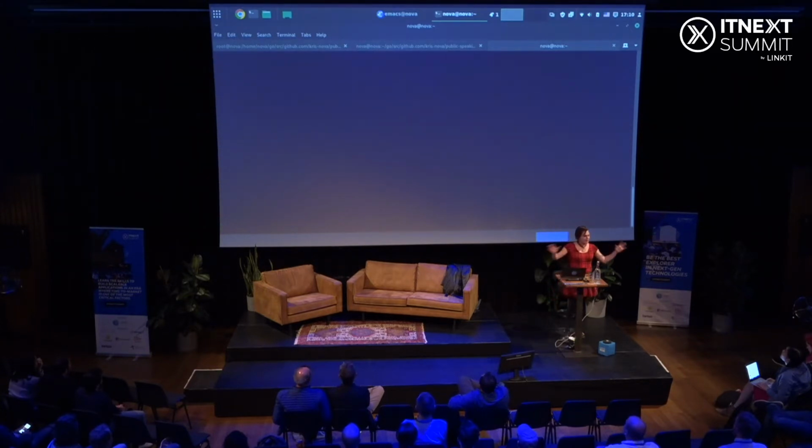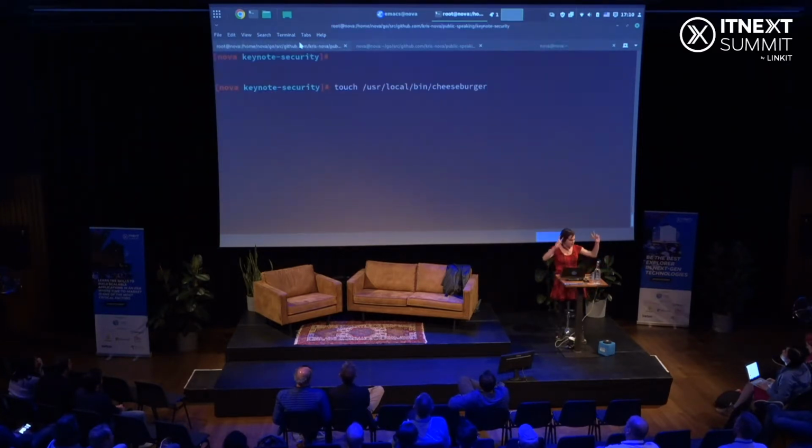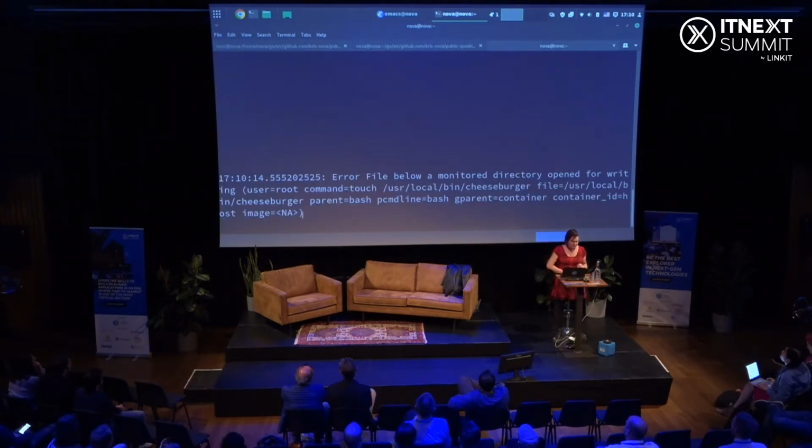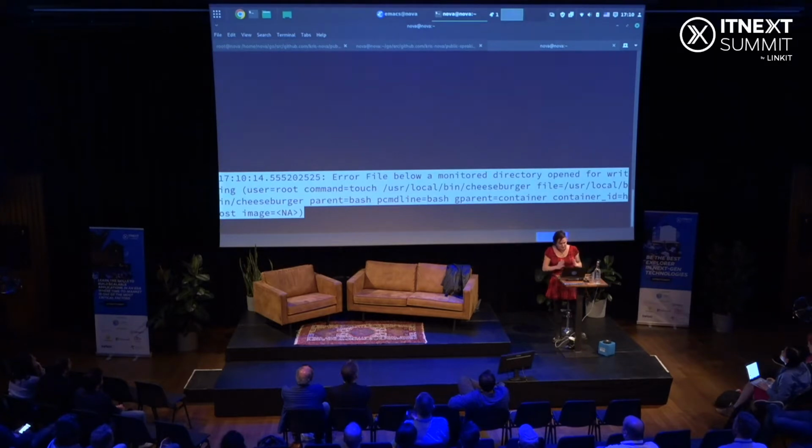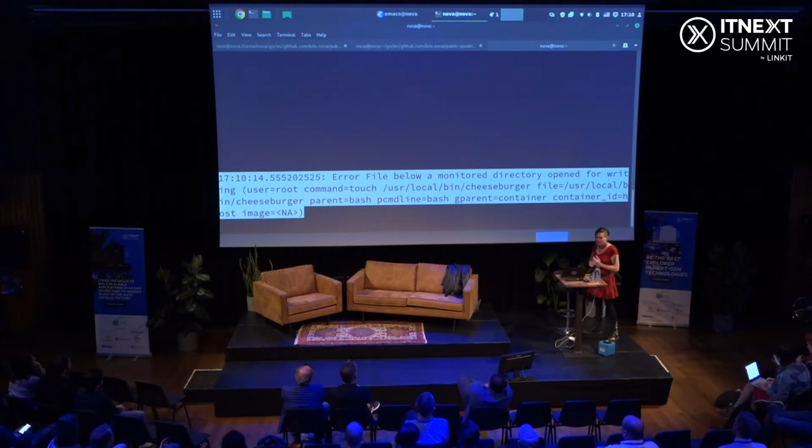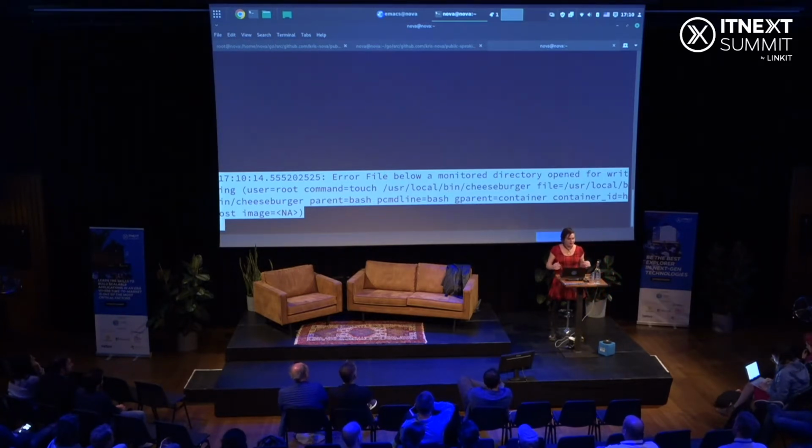We'll clear our screen. So anything I do on the system moving forward, if Falco considers it hazardous, we should be able to start to tell a story here. Going back to our container, we're going to touch /usr/local/bin/cheeseburger. No big deal. Now let's go back to Falco. You can see here, from the kernel's perspective, it was able to say, error, a file below a monitored directory was opened for writing. We were able to parse syscall information from the kernel, not from userland, to create an alert to let us know something malicious happened.